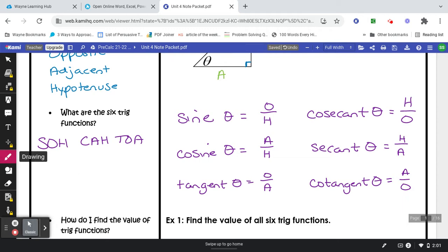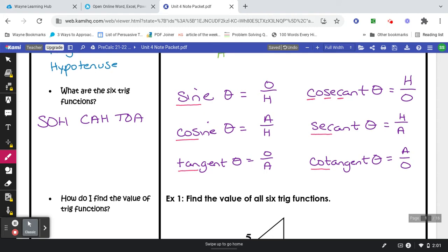We normally shorten and abbreviate these to just the first 3 letters. So sine is abbreviated to SIN, cosine, COS, tangent, TAN. The issue with cosecant is there's already one. Cosine is already abbreviated to COS, so they're going to abbreviate this one to the letters C, S, C. Cosecant is abbreviated to CSC. Secant, again, first 3 letters, and cotangent, COT.